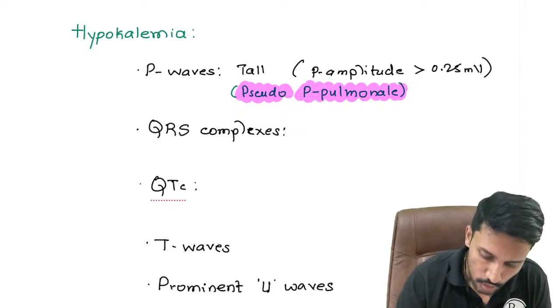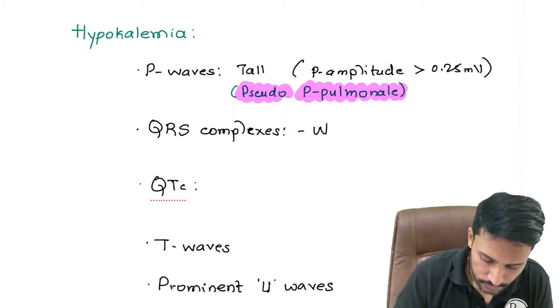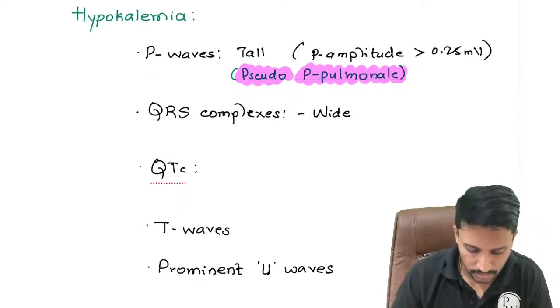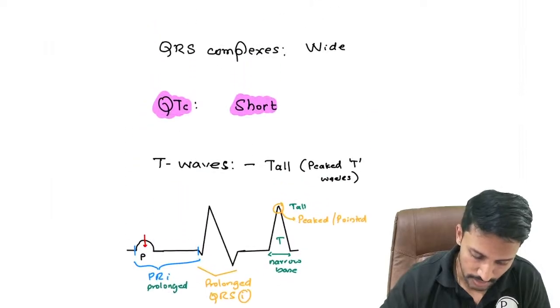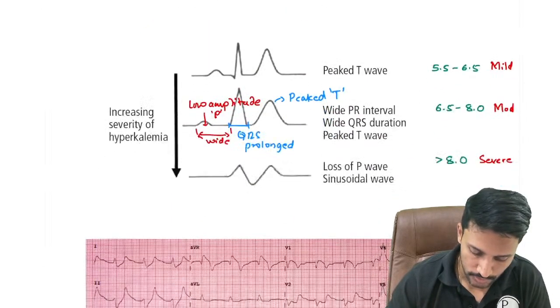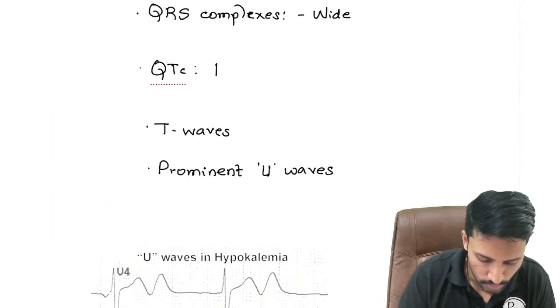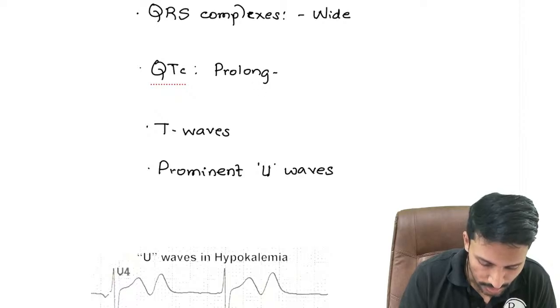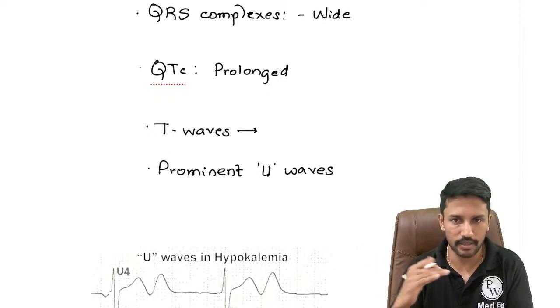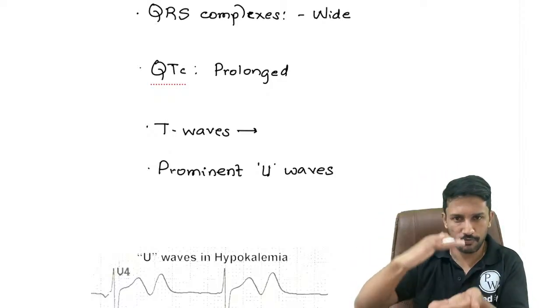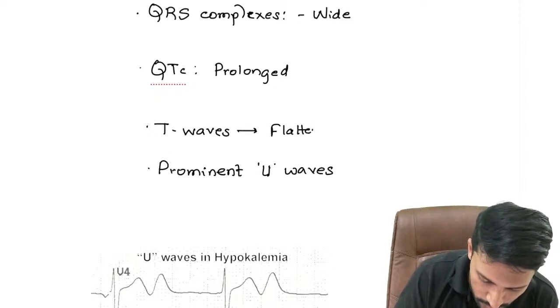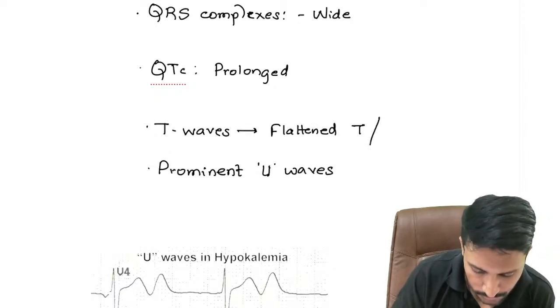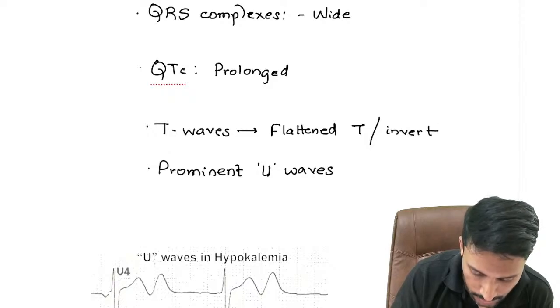Okay. QRS complexes become wide, but the QT interval in case of hyperkalemia was becoming short, right? So in case of hypokalemia, it becomes prolonged. So you can have prolonged QT interval. Okay. What happens to T waves? T waves in hyperkalemia were becoming tall. So here it will become flattened and eventually it will become inverted. So you can have flattened T waves, or you can have inverted T waves.